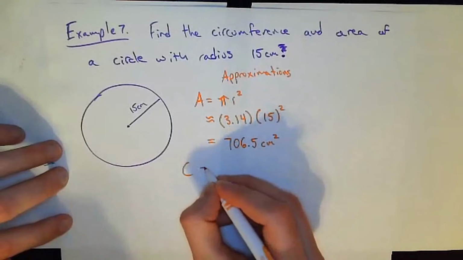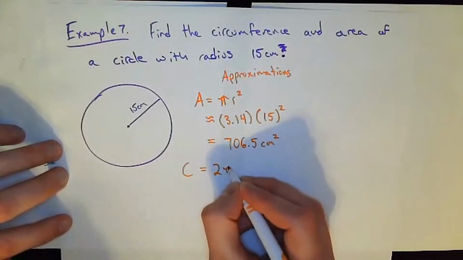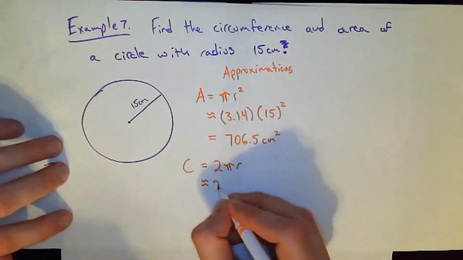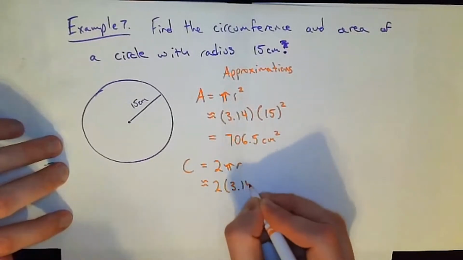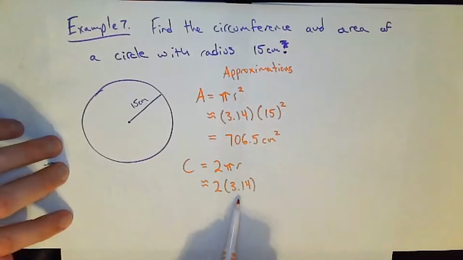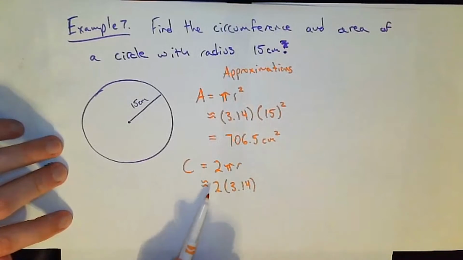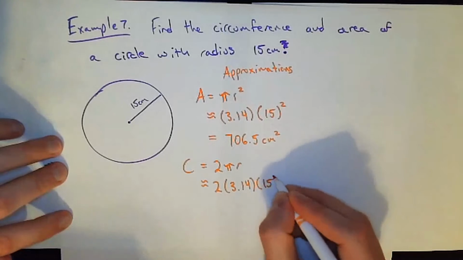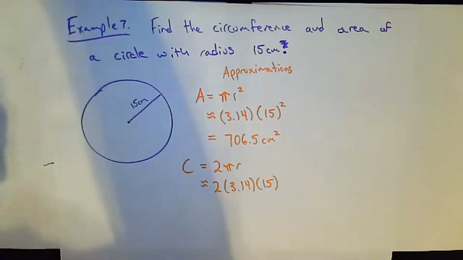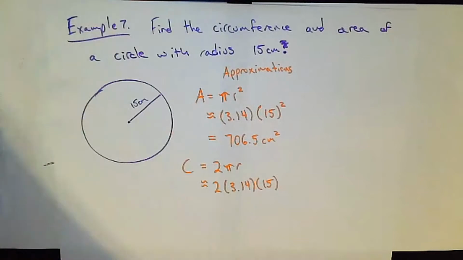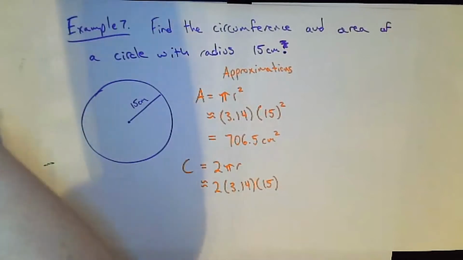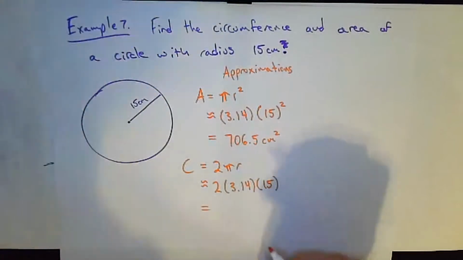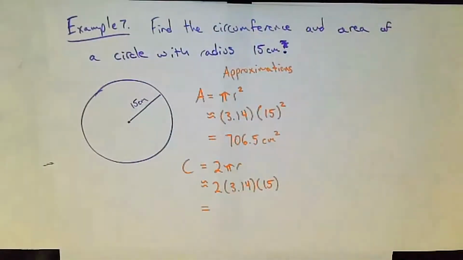My circumference is 2 pi r, again involving pi. So if I approximate pi by 3.14, notice when I introduce the approximation, I'm using the little squiggly equal sign. And then I'm going to say r is 15. And now I'm just going to multiply those: 2 times 3.14 times 15.